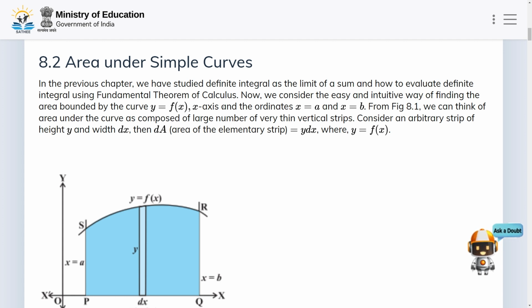As you saw, we have studied different definite integrals as a limit of a sum and how to evaluate definite integrals using the fundamental theorem of calculus. Now we will be considering an easy and intuitive way of finding the area bounded by the curve y equals f(x), the x-axis, and the ordinates x equals a and x equals b. The region is enclosed by all these four things: the curve, the axis and the ordinates.